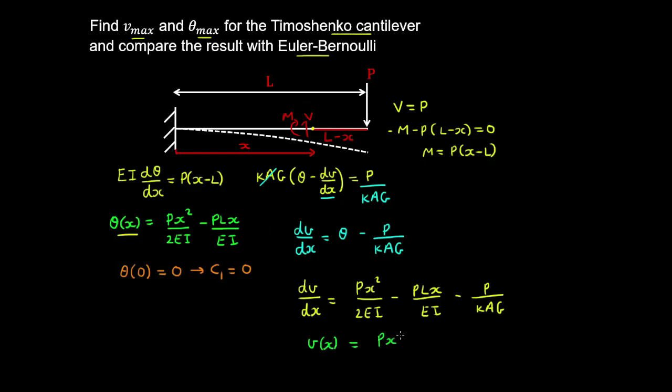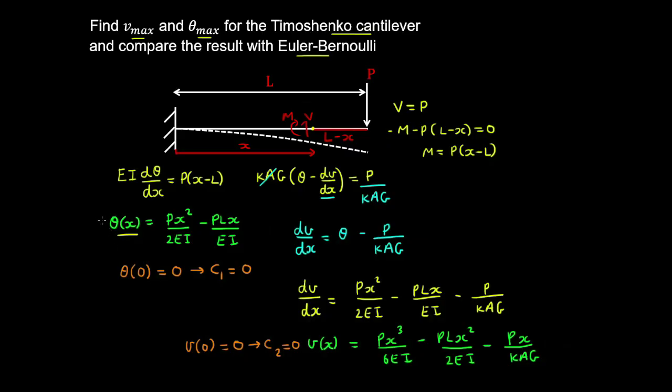So that will be Px cubed on 6EI minus PLx squared on 2EI minus Px on kappa AG plus a constant of integration. And now if we apply the boundary condition that the deflection at x equals 0 is 0 at the support, well, that would give C2 is 0.